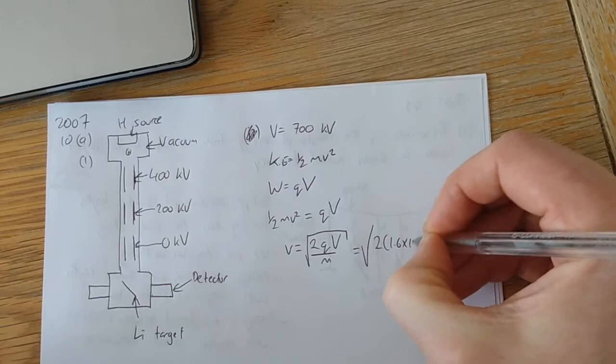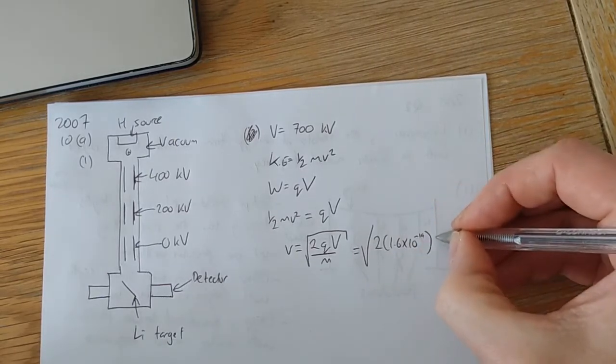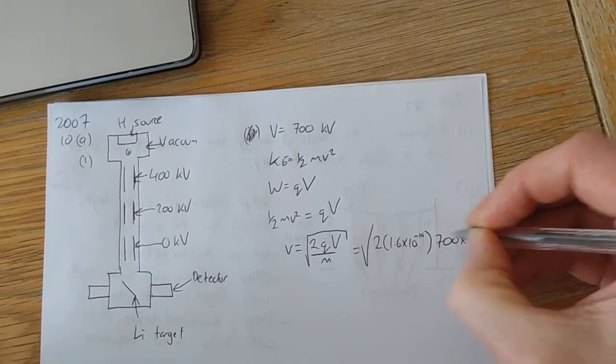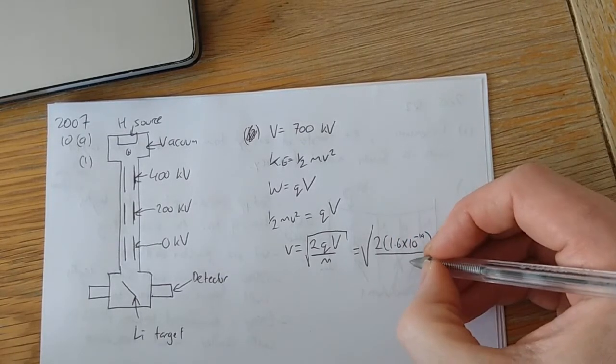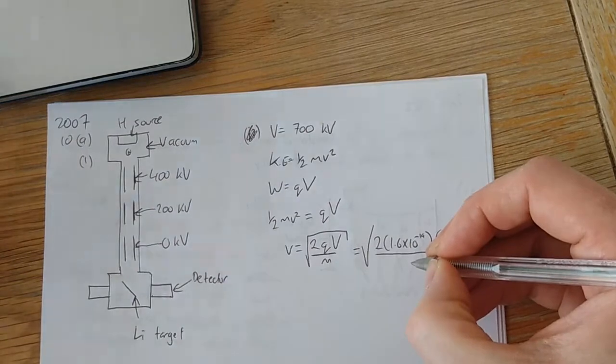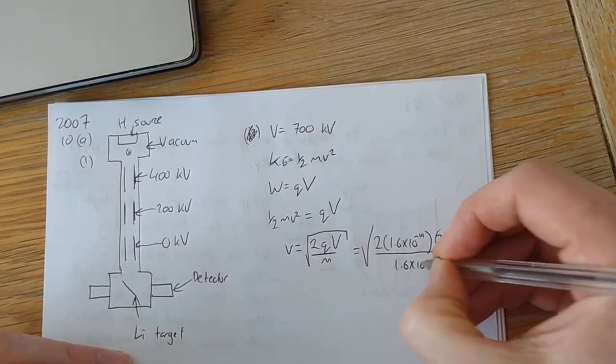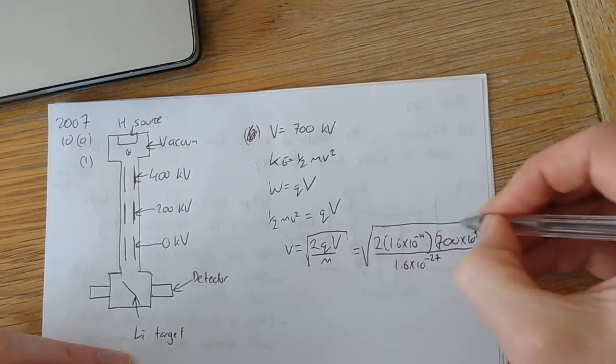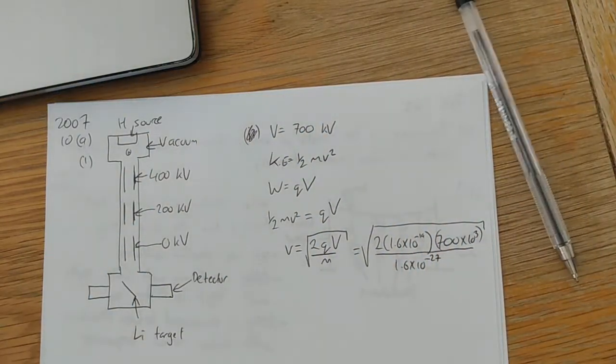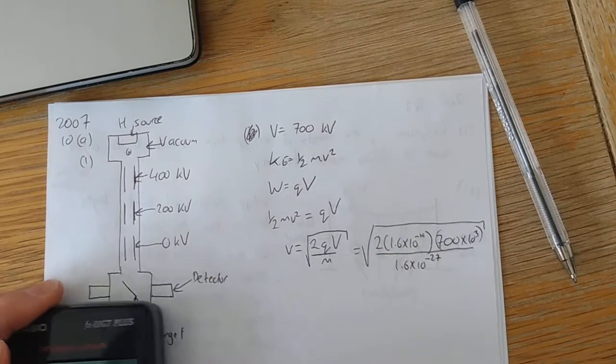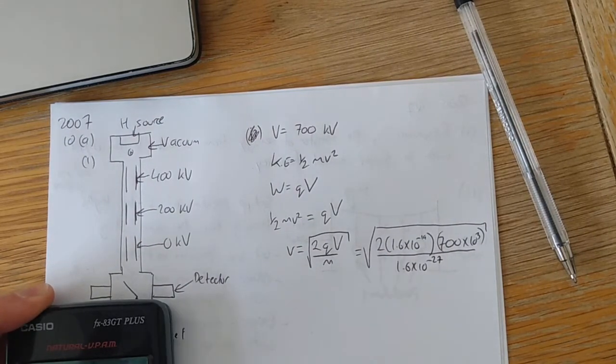So it's the same charge as an electron. That catches some people out sometimes. And this is 700 by 10 to the 3. And I'm dividing by the mass of a proton. Looking it up there, 1.6 by 10 to the negative 27 kilograms. Get my calculator out. Right, square root of 2 times 1.6 by 10 to the negative 19 times 700,000, and dividing that by 1.6 by 10 to the negative 27 for the kilograms.